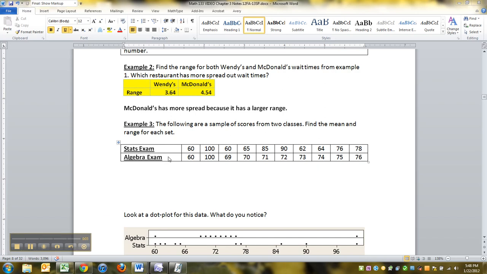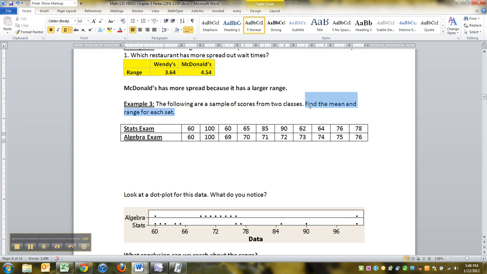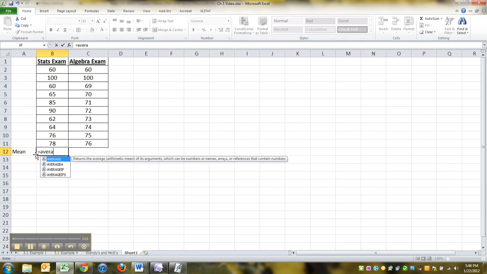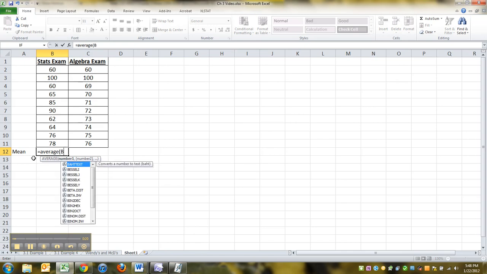So for this next example, we have this data set. We have a stats exam and an algebra exam right here. And we're supposed to find the mean and the range for each data set. So let me go back here and let's remind ourselves, mean would be equal to average, and then it would be B2 colon B11 in this example.